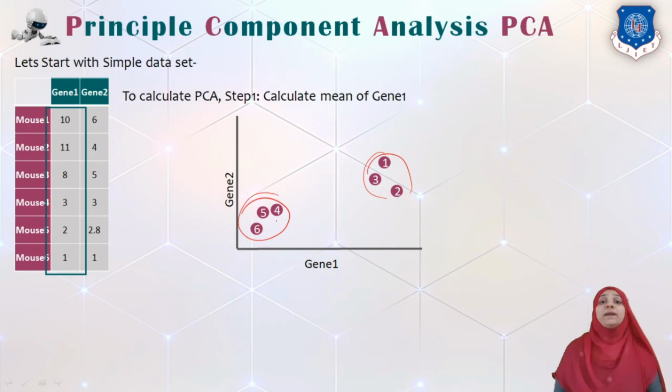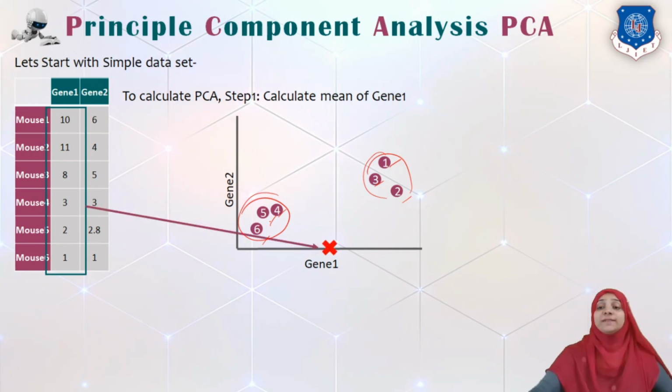We must find independent axes. Gene 1 and gene 2 values are dependent on each other in some way. I don't know the ratio, but I can easily figure out that there is some correlation between gene 1 and gene 2. Okay, so I need to find two different dimensions which are independent of each other, in which these dimensions are not correlated with each other. We do it with the help of principal component analysis.